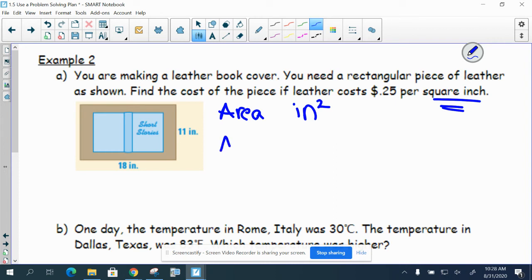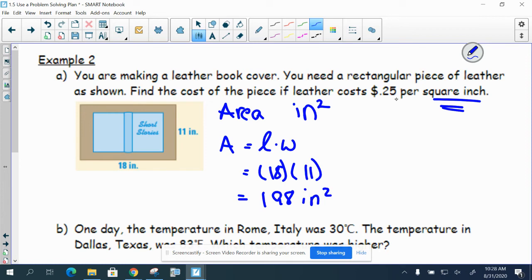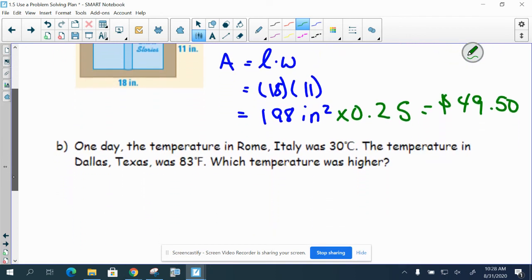So to find the area of a rectangle, you just need length times width. So for us, our length is 18 and our width is 11. You plug that into your calculator, you get 198 inches squared. So if there are 198 inches squared, you will multiply that by the price, 0.25, plug that in your calculator, and you get a total of $49.50.